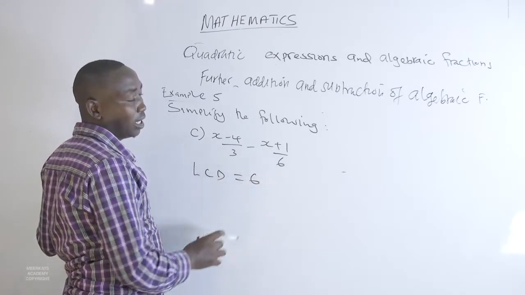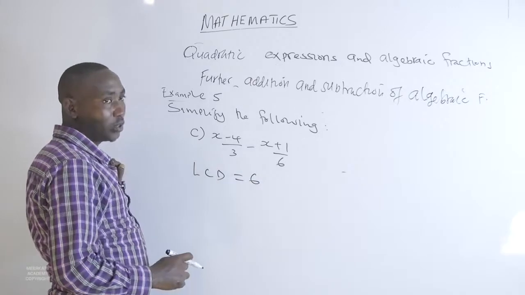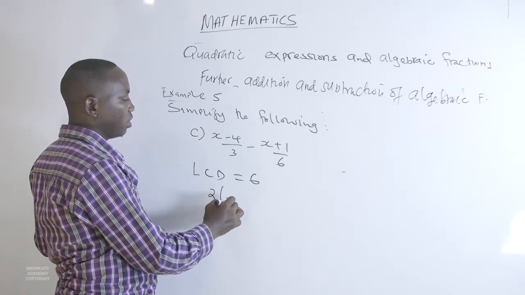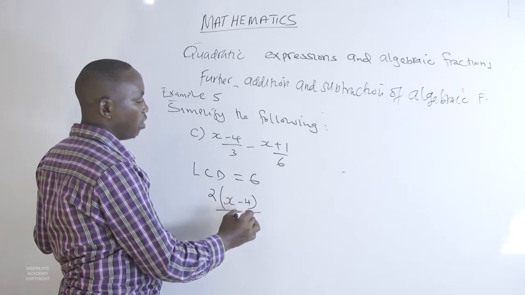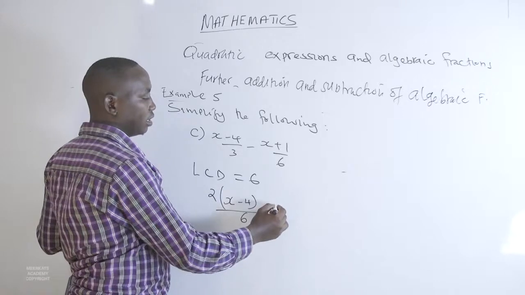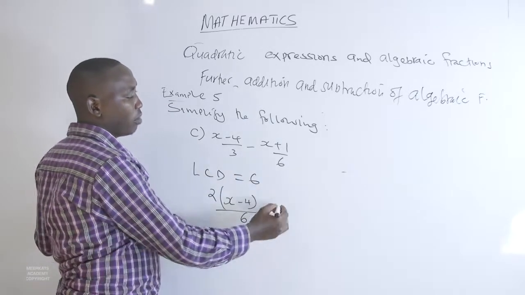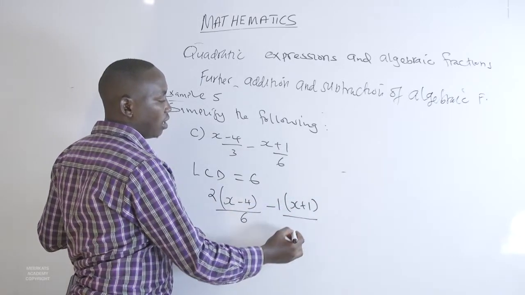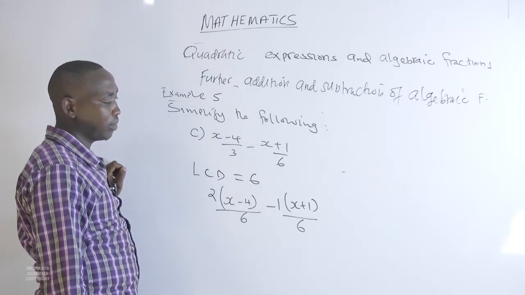Then we now seek to rewrite these fractions using 6 as the denominator. Now 3 goes into 6 twice. This will leave us with 2 into x minus 4 all over the new denominator, which is 6. Subtract. 6 goes into 6 once, so that will be 1 multiplied by the numerator, which is x plus 1, all over the new denominator, which is going to be 6.